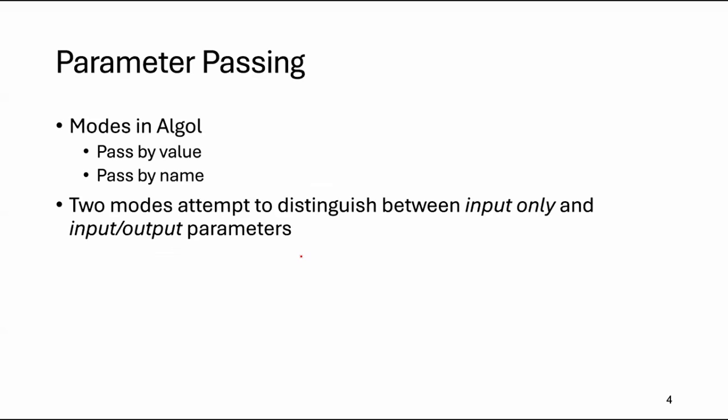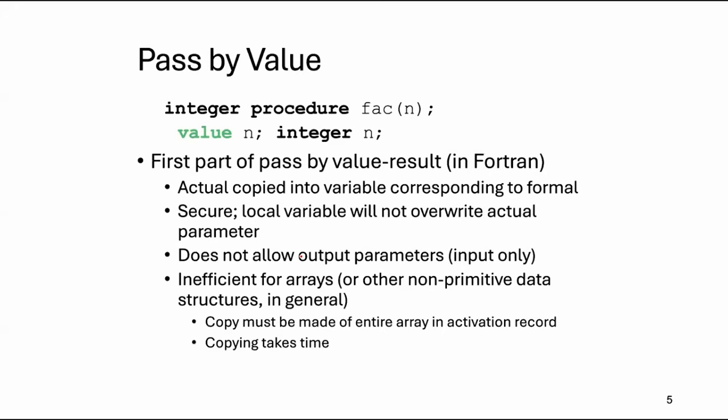The two modes distinguish between input-only parameters and input-output parameters. If it's pass by value, you have input only, and if you have an input-output parameter, that's pass by name. To say that we are passing by value in a procedure in Algol, we use the keyword value. That is how we define it in Algol.